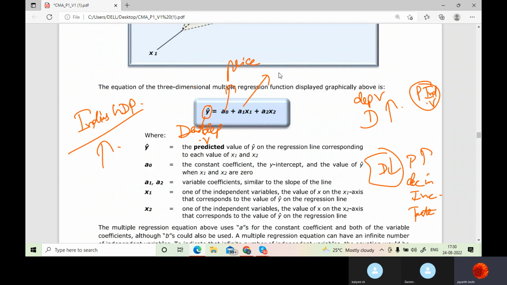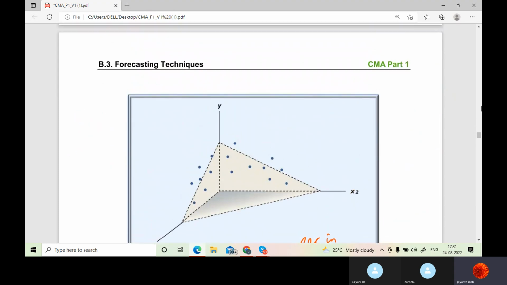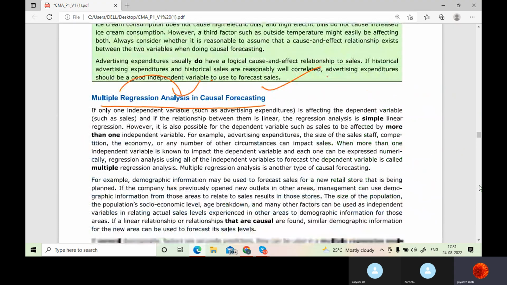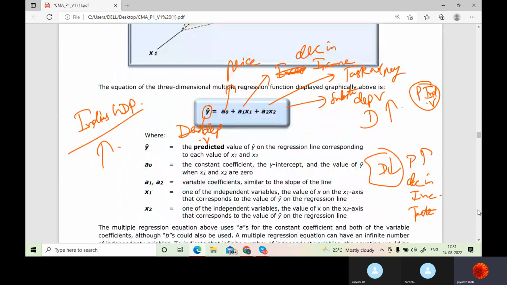I can take income levels. I can take decrease in income as one of the factors. I can take taste and preference. I can take more variables like substitutes. So all these things, correct? So then it becomes a multiple regression equation.